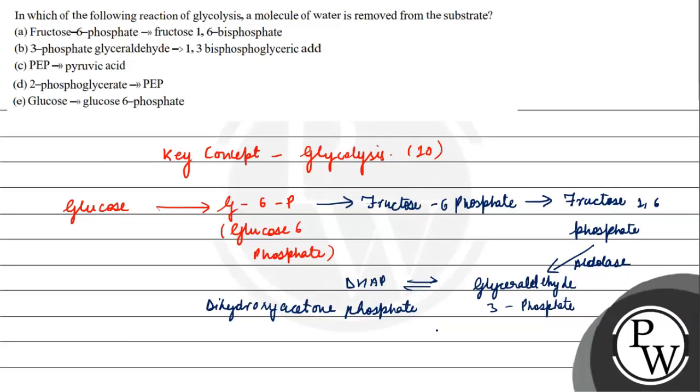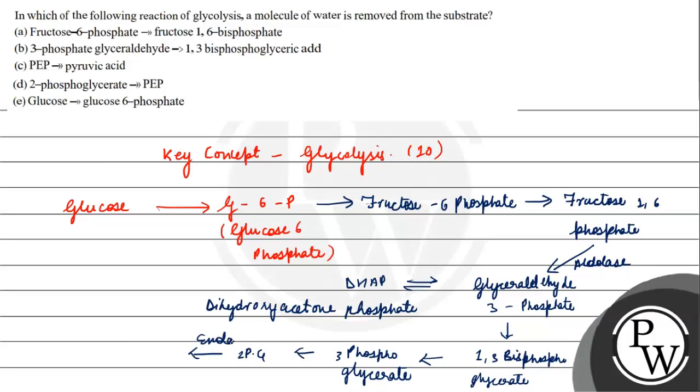Now moving further, what we will see is that the formation of 1,3-bisphosphoglycerate is taking place. After that step, we see the formation of 3-phosphoglycerate, and after that the phosphate position is changed to form 2-phosphoglycerate. And at this position, when 2-phosphoglycerate forms in the presence of enolase, the removal of water takes place.